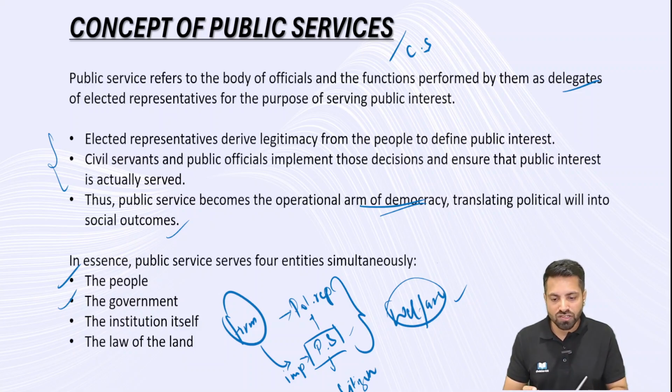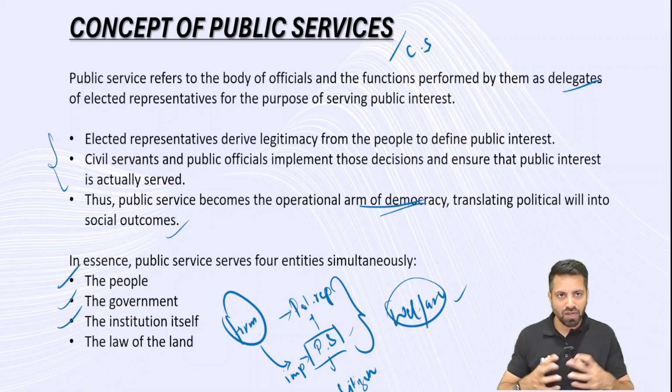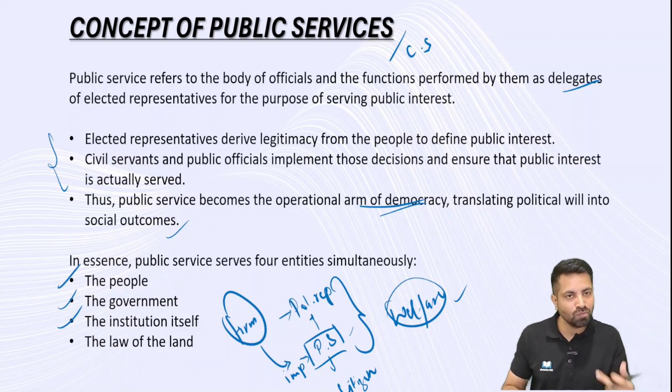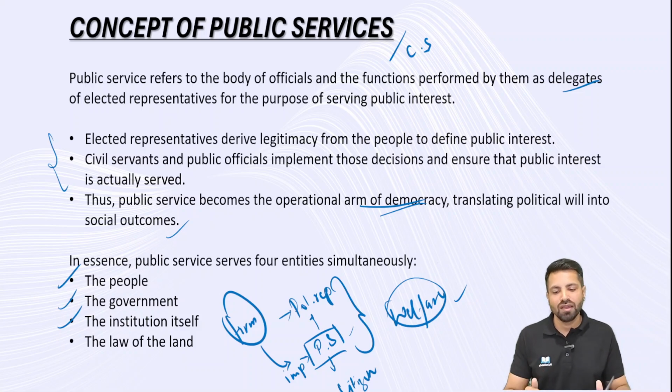And the institution itself, I am a part of this public service, and whatever the rules and regulations are there, I have to obey this, I have to follow this, I have to give my service to the institution itself. And then the law of the land, constitution, statutory law, all these things I have to obey, I have to respect. So these are the four entities I have to make sure that I obey, I satisfy all these four entities here. So this is public service.